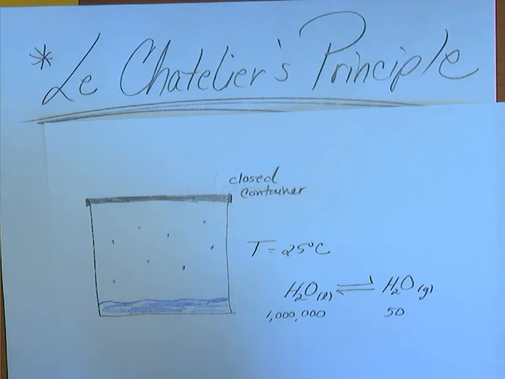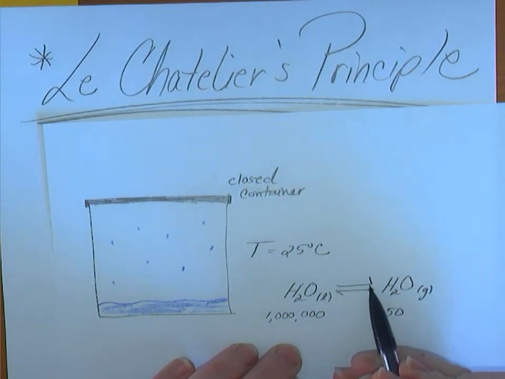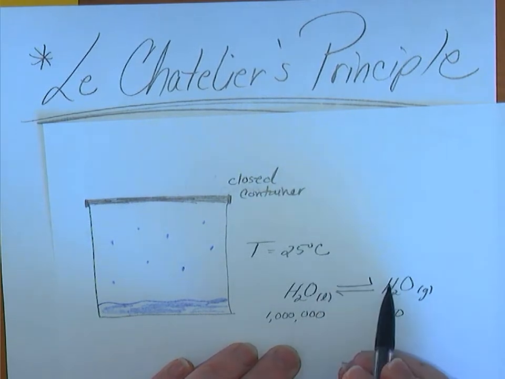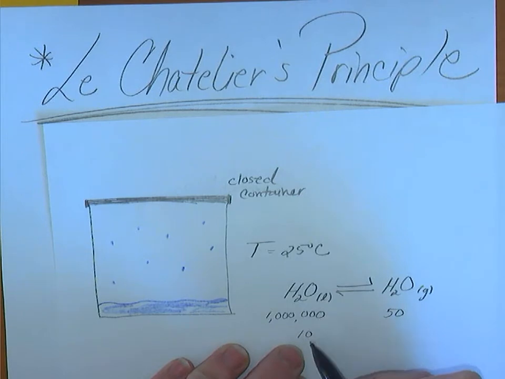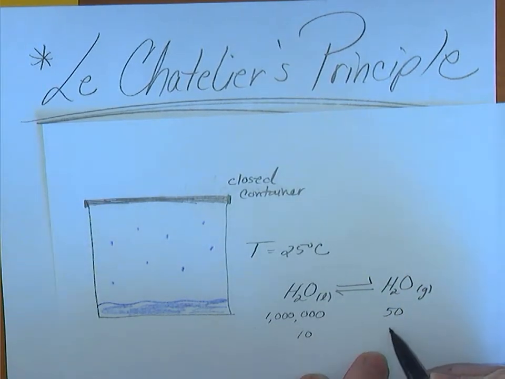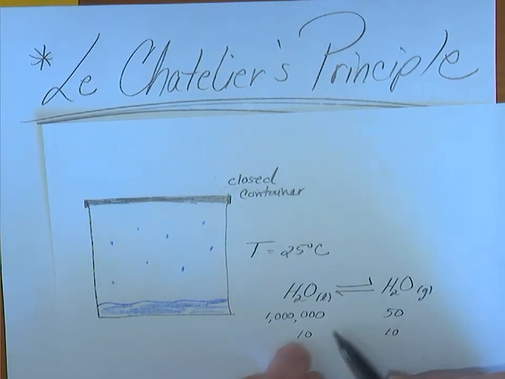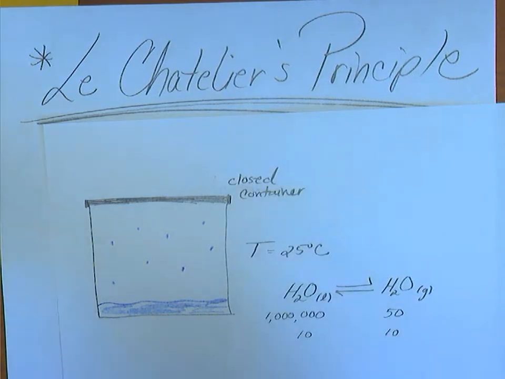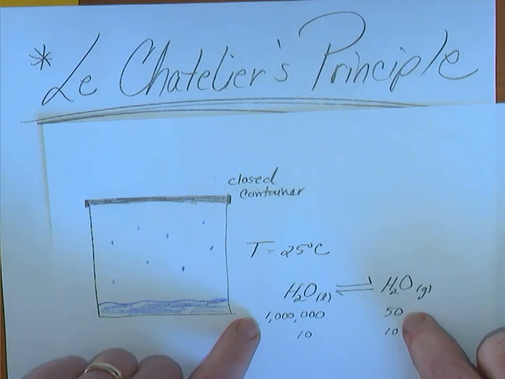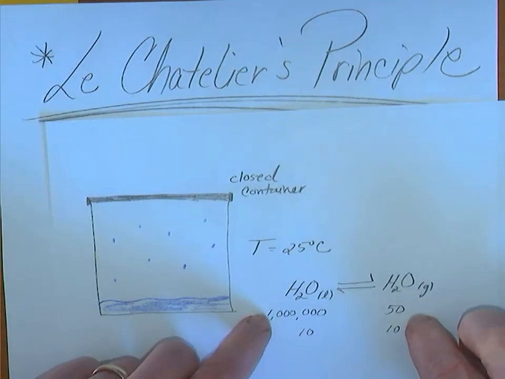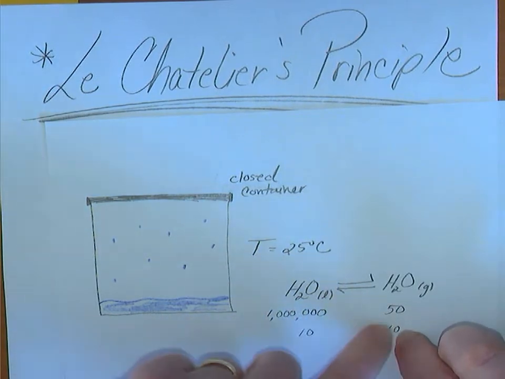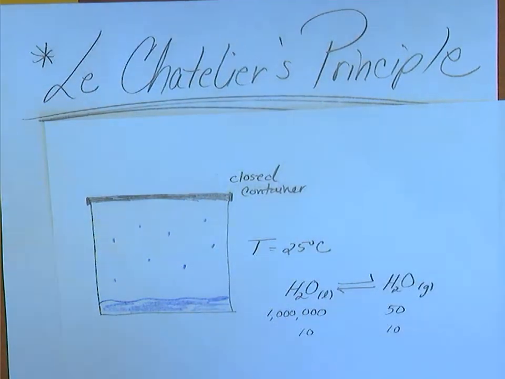Now, if it is at equilibrium, we know the rate of condensation is equal to the rate of vaporization. So maybe we have 10 liquid becoming vapor, but then at the same time, we would have 10 vapor becoming liquid. That's what it would mean to be at equilibrium, the same rate of change. It doesn't mean the same amounts of reactant and product, but it does mean the same amount is becoming product as product is becoming reactant.